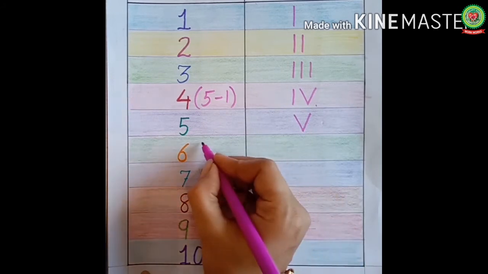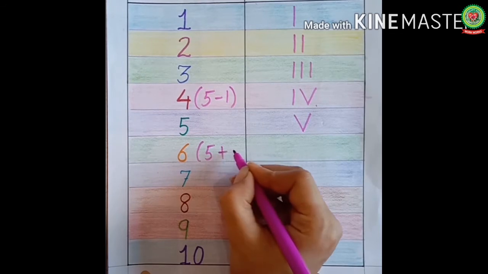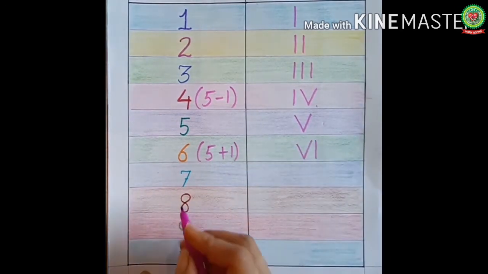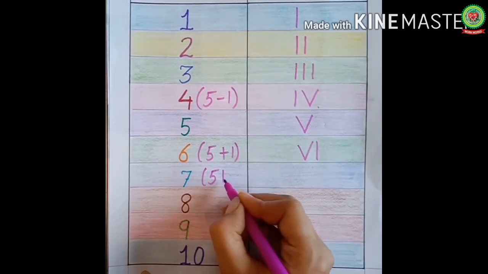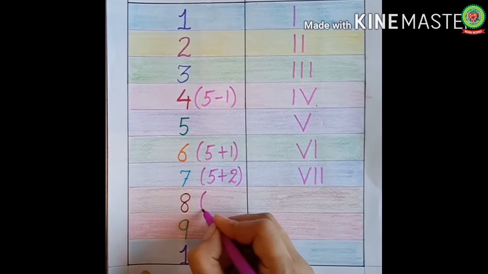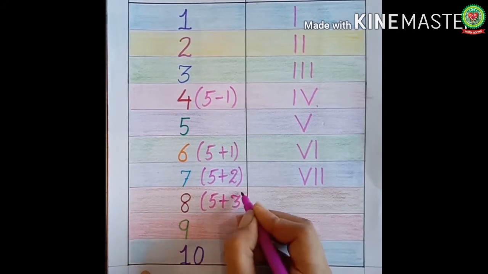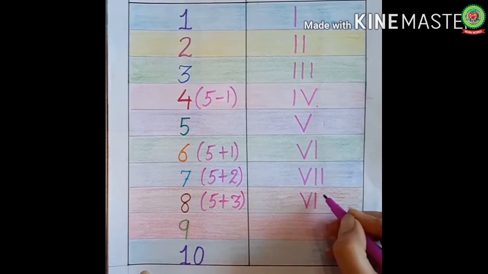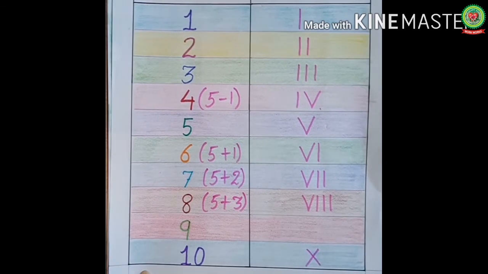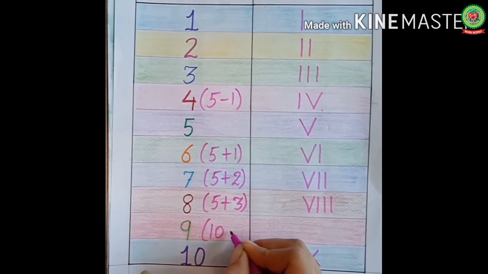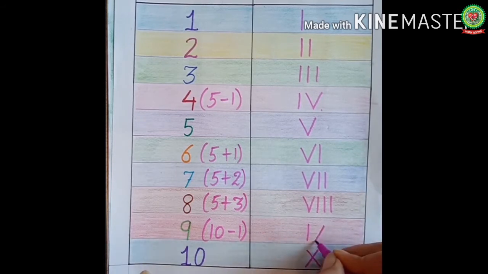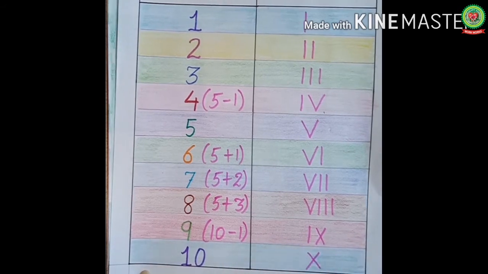Now come to 6. 6 we can write as 5 plus 1. 5 V, 1 I. 7, 5 plus 2, VII. 8, 5 plus 3, VIII. Before writing 9, let us write down 10. 10 has a symbol X. Now write down 9 by using the rule of subtraction, 10 minus 1. 1 I and 10 X. So we can write 9 as IX.